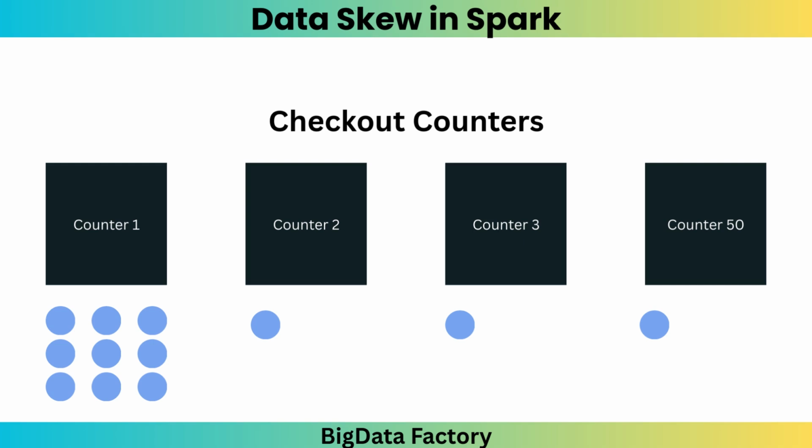Imagine you open 50 checkout counters in a supermarket and 90% of customers all choose counter number 1. You technically have parallelism, but you're still waiting behind counter 1. This is the same as data skew.